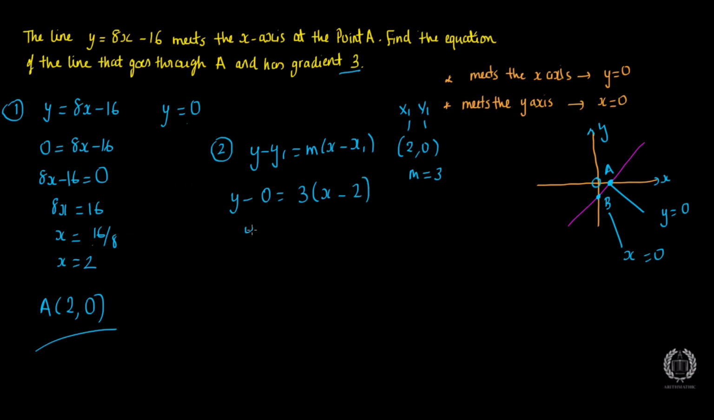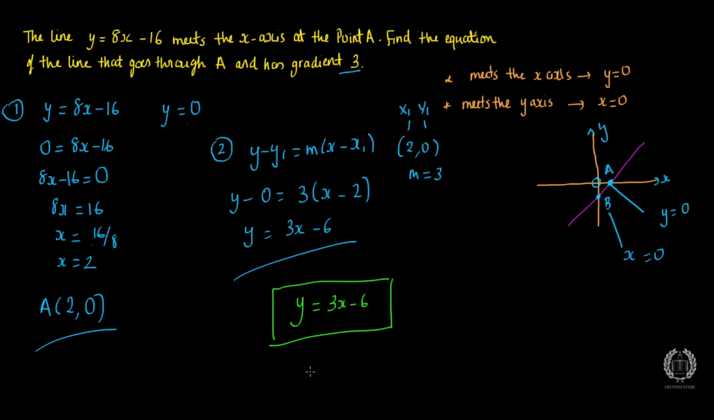So now y minus 0 just becomes y. And then if I expand this, that'll be 3x minus 6. And that's it. Because 3 times x is 3x, and then 3 times minus 2 is minus 6. So my final equation of the line is y equals 3x minus 6. That is your answer for this line.